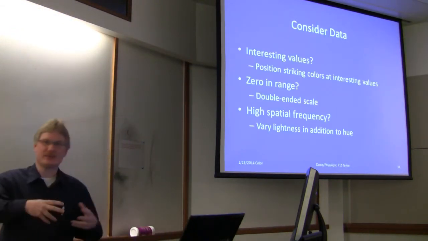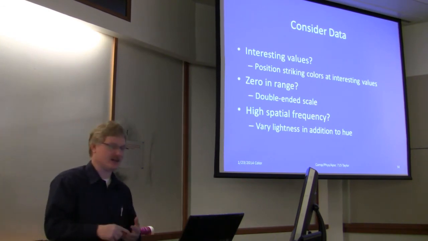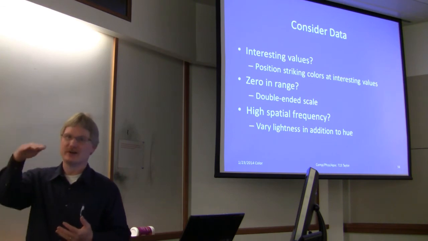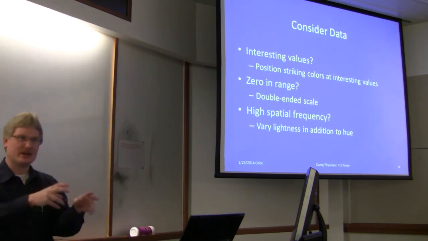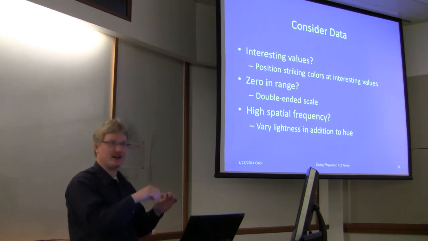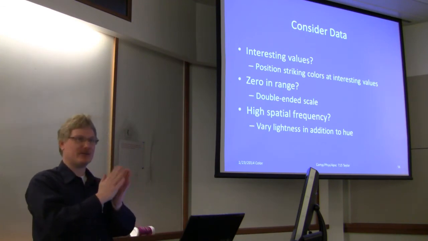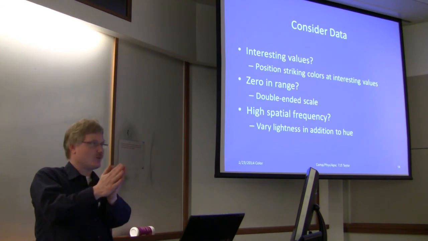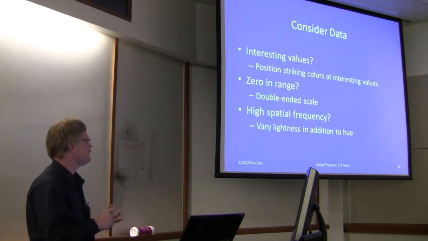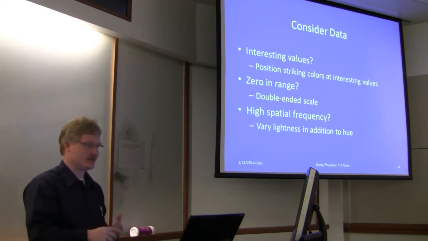All right, so the other thing to consider when you're looking at color is, are there interesting values in the data? This is a question for the scientist. Do you care about the tree line? Do you care about a particular value? If so, put some striking color at that range. The good news is if you have a banded map, you can put the band right where it matters, so you can see that striking difference where it's important to the scientist. Use a double-ended scale if there's a 0 in the range.